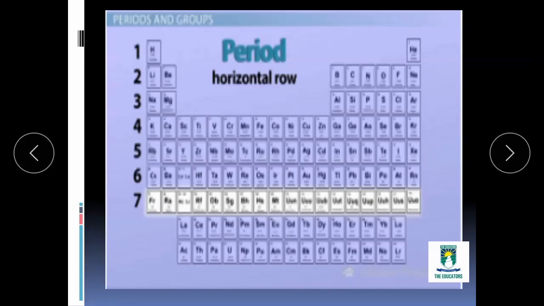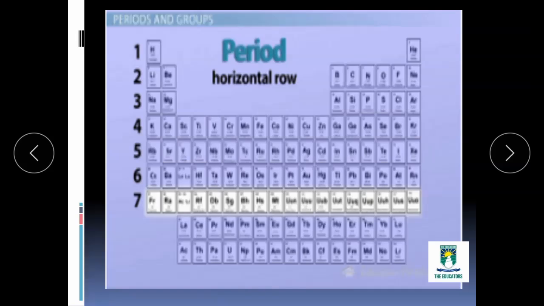Period. The horizontal rows in the periodic table are called periods. For example, the first period consists of hydrogen and helium. The second period consists of lithium, beryllium, boron, carbon, nitrogen, oxygen, fluorine, and neon. So basically, the horizontal rows in the periodic table are called periods.